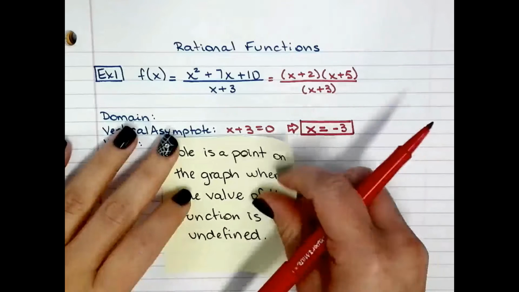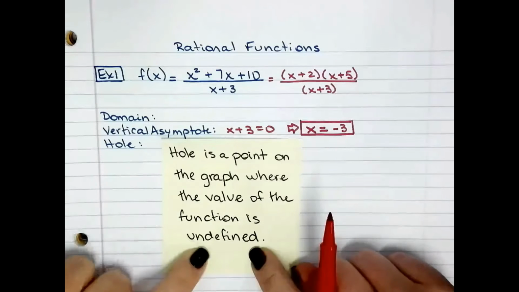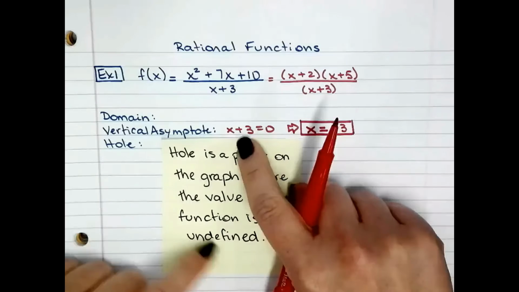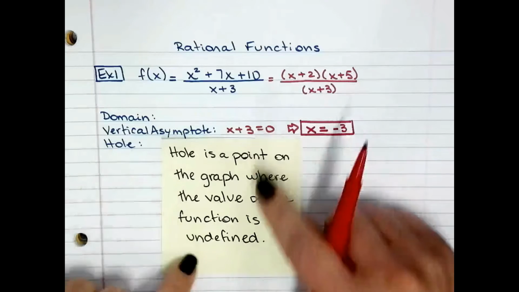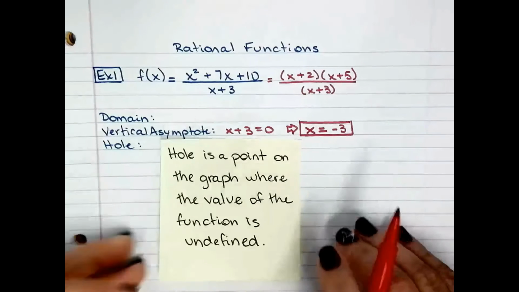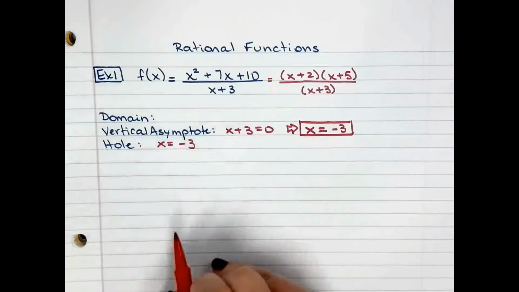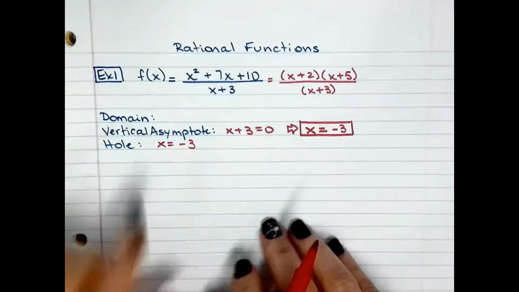So a hole is a point on the graph where the value of the function is undefined. Undefined is when you divide by 0. So when I was looking for the vertical asymptote and set it equal to 0, that will immediately give me the hole in the graph. The hole in the graph will be right where x equals -3. Okay? All right, how does all this relate to domain?